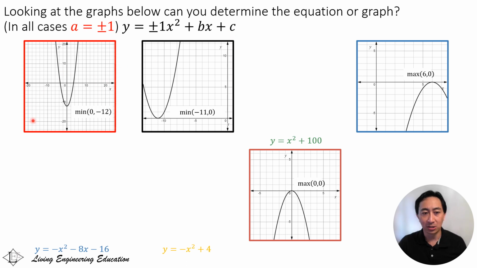In certain cases, I give you the graph, and just because it can be hard to read, I tell you the minimum or the maximum. So here for this one, the minimum is 0, negative 12. This one, the minimum is negative 11, 0. This one, the maximum is 6, 0. And this one, the max is 0, 0.